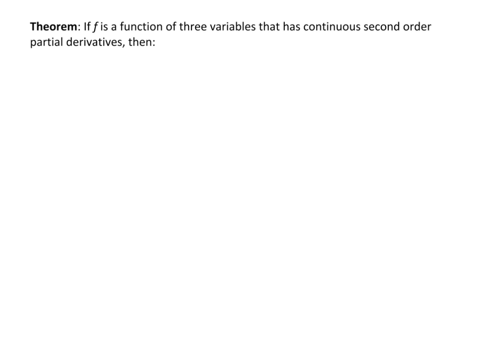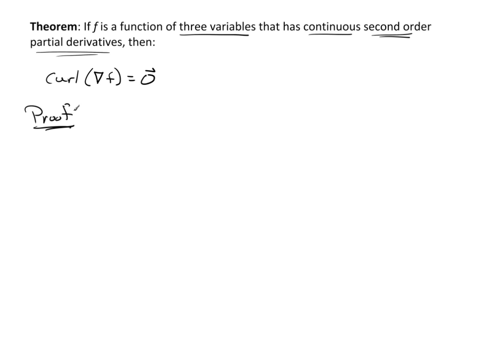Let's take a look at a theorem here. If f is a function of three variables that has continuous second order partial derivatives (the second order is important here), then the curl of the gradient of f is equal to the zero vector. And actually, that's pretty easy to prove simply by generically figuring it out.